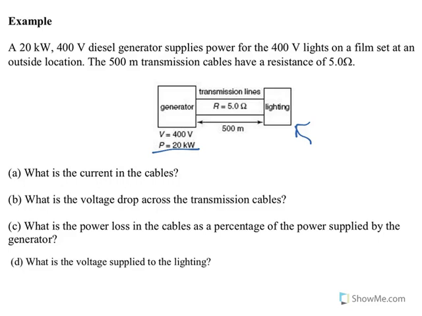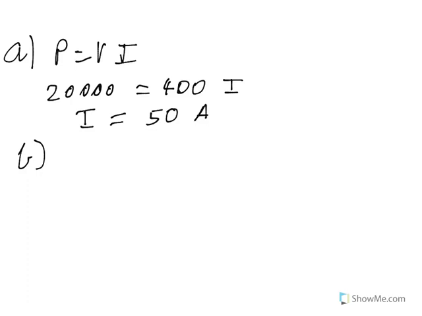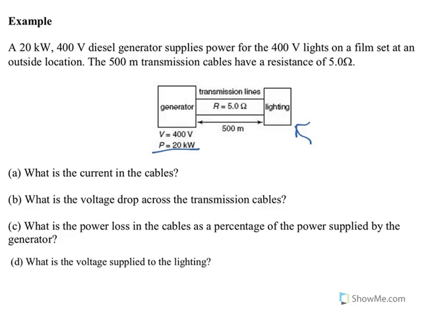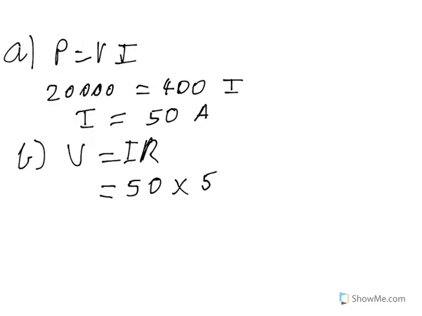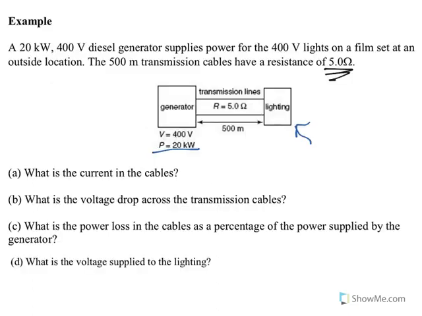Part B says, what's the voltage drop across the transmission cables? V equals IR, Ohm's law helps us with the voltage drop. The current through those cables is 50, and we're told we're at 5 ohms. Yep, 5 ohms is our resistance. So our voltage drop is 250 volts. It's a big voltage drop, seeing as only 400 is produced.